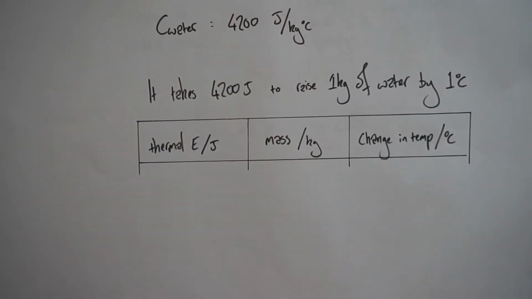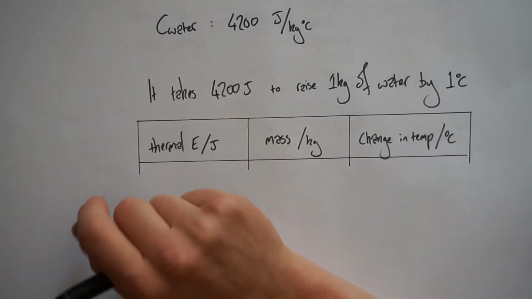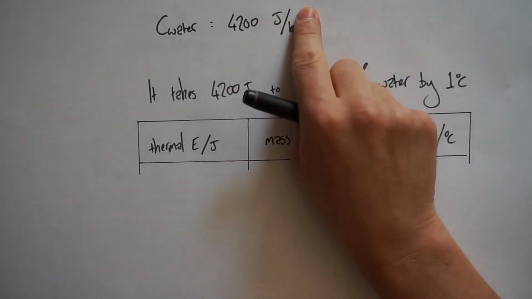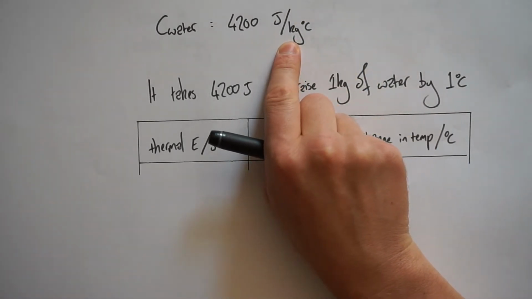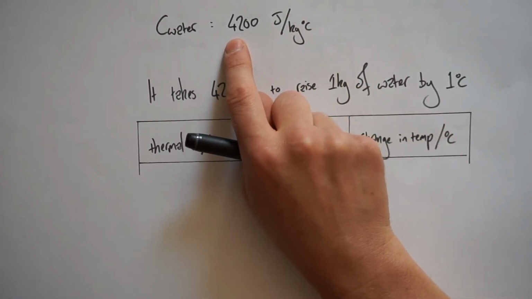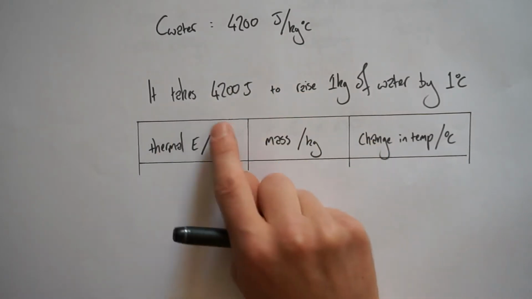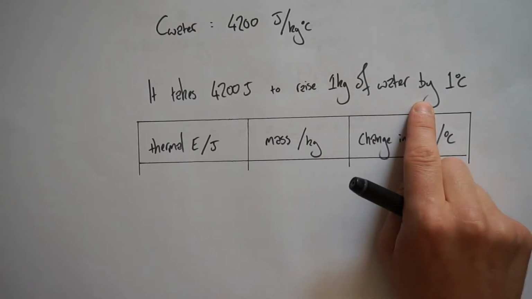The meaning of the term specific heat capacity is easiest to understand if we look at an example of it. The specific heat capacity of water, or the c of water, is 4,200 joules per kilogram degrees C. If we analyse these units, this tells us that if we had 1 kilogram of water, which is the same as 1 litre, and we wanted to raise its temperature by 1 degree C, we'd need to put in 4,200 joules of thermal energy. Or it takes 4,200 joules to raise 1 kilogram of water by 1 degree C.